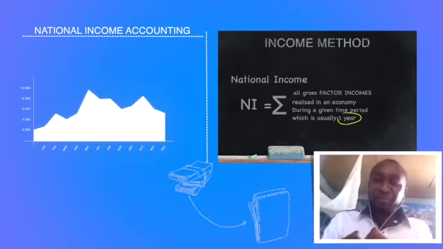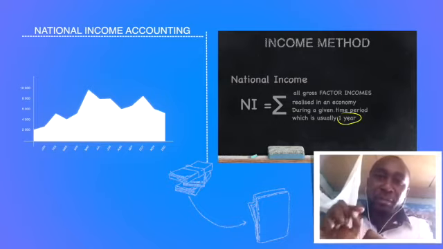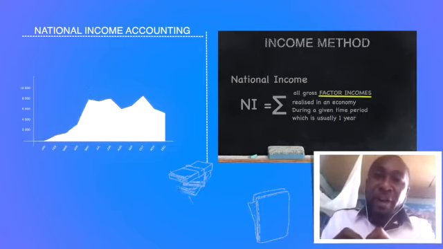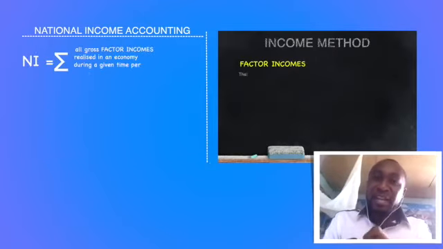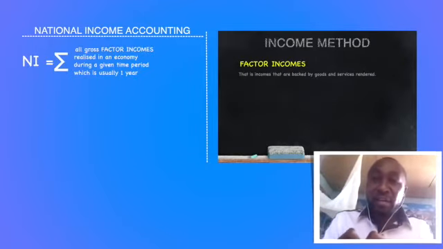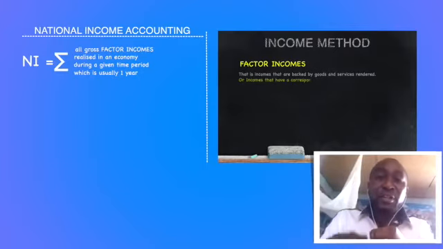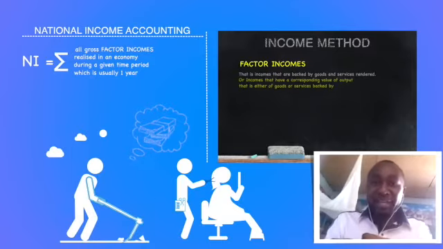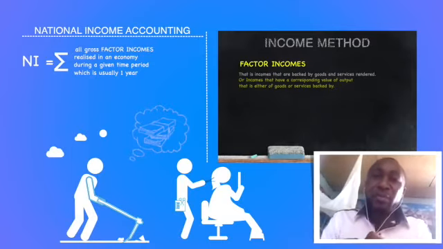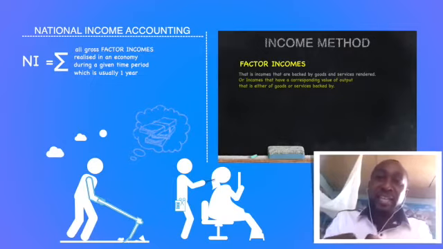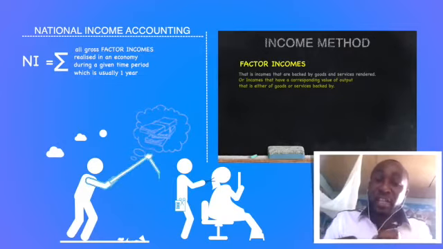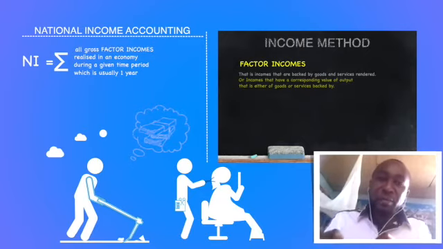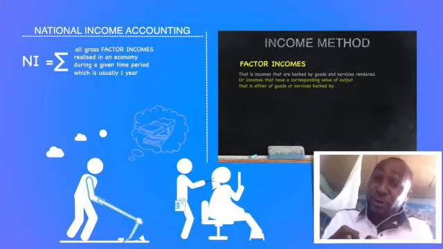Now, from that definition, there is a very crucial element that I want you all to be more focused on, the element of factor incomes. Factor incomes, that is incomes that are backed by goods and services rendered, or incomes that have a corresponding value of output, either of goods or services. This therefore means that we do not consider any type of income that is realized in an economy as concerns the income method. We only consider those incomes for which a service was rendered or a good was produced. So they are all called factor incomes.